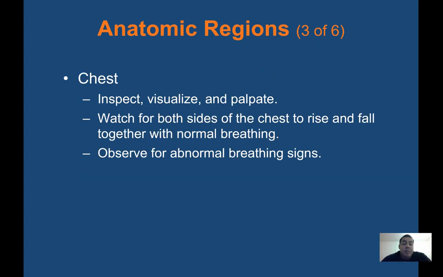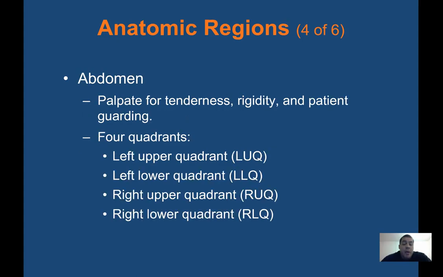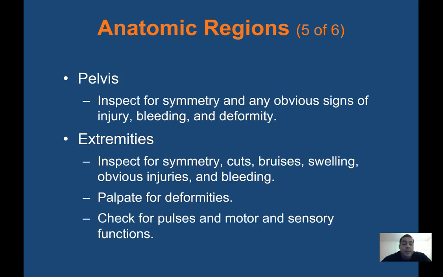Chest. Inspect, visualize, and palpate. Watch for both sides of the chest to rise and fall together with normal breathing. Observe for abnormal breathing signs. Abdomen. Palpate for tenderness, rigidity, and patient guarding. Four quadrants: left upper, left lower, right upper, and right lower. Pelvis. Inspect for symmetry and any obvious signs of injury, bleeding, and deformity. So you're always checking both sides. Remember, you want to see if one side looks abnormal, or one side feels tender and not the other.